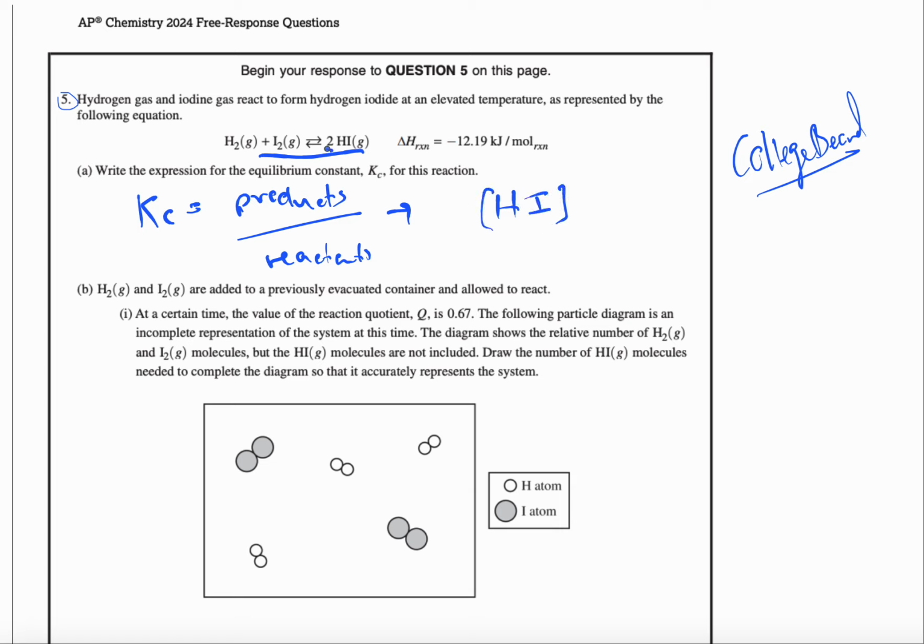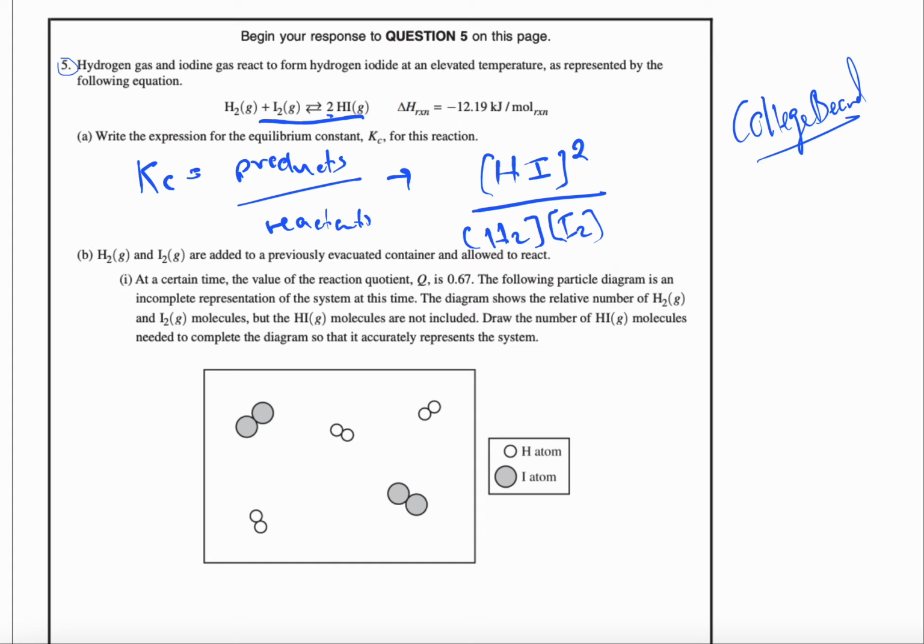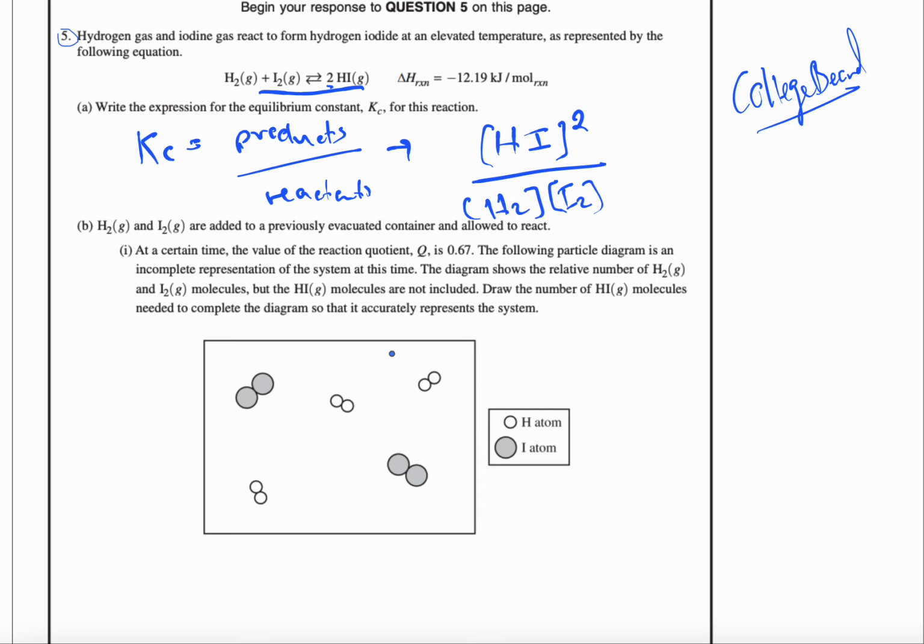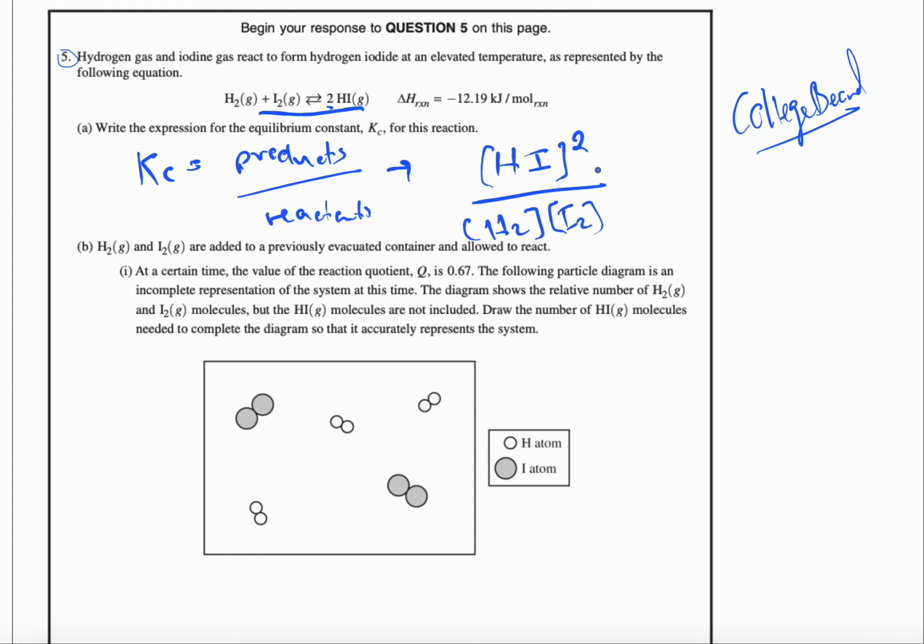And with that stoichiometric coefficient, it becomes HI squared over H2 concentration times I2 concentration. And so that's all we need for part A, where HI is the concentration of hydrogen iodide, H2 is the concentration of hydrogen gas, and I2 is the concentration of iodine gas at equilibrium. Okay? So I can even just write here equals Kc. You probably don't want to mess that up to get full points.